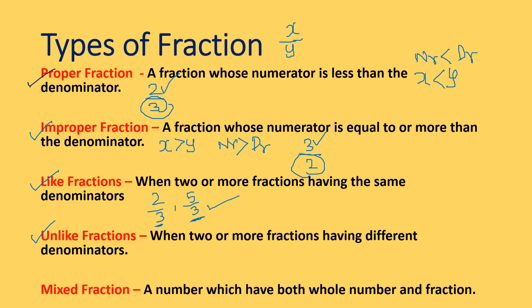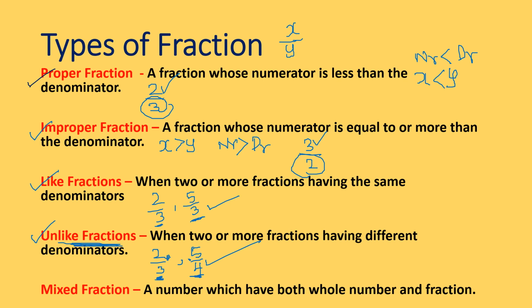Maybe if I'm having 2 by 3 and 5 by 4. See, in this fraction I'm having the denominator as 3. In this fraction I'm having the denominator as 4. So these two fractions are not having the same denominator. So I can say these two fractions are unlike fractions.